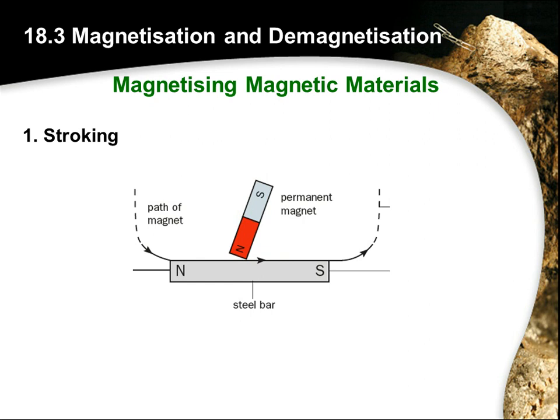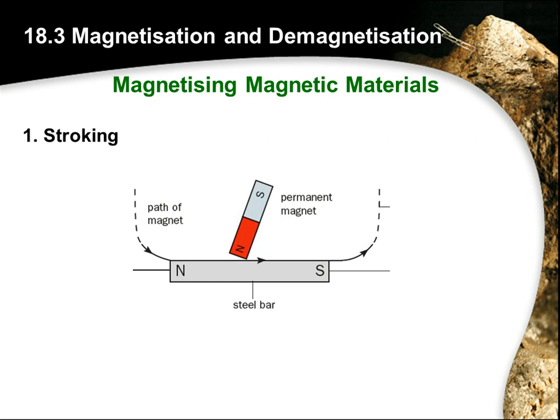This method, which we call the single touch method, requires us to lift the permanent magnet high enough at the end of every stroke to prevent whatever was induced from being cancelled when the magnet moves along the steel bar to the other end. In other words, you stroke in one direction, lift the magnet high enough, then go back to the other side and start again. If not, you end up not magnetizing anything at all.